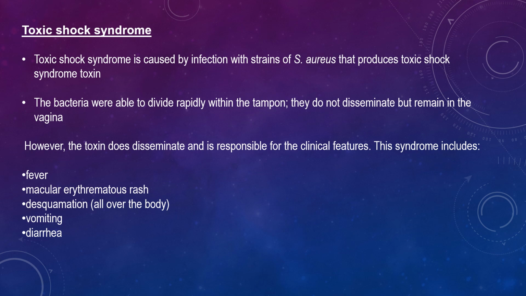The bacteria were able to divide rapidly within the tampon. They do not disseminate but remain in the vagina. However, the toxin does disseminate and is responsible for clinical features. The symptoms include fever, macular erythematous rash, desquamation, vomiting, and diarrhea. Toxic shock syndrome toxin has the properties of a superantigen, resulting in the production of cytokines, vascular leak, and cell toxicity. This results in hypovolemic shock and death as a result of multi-organ failure.